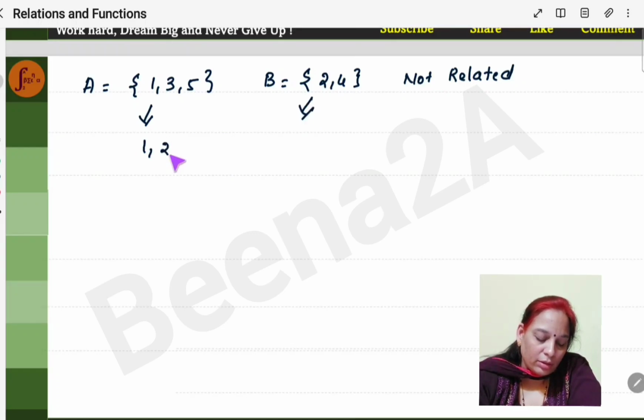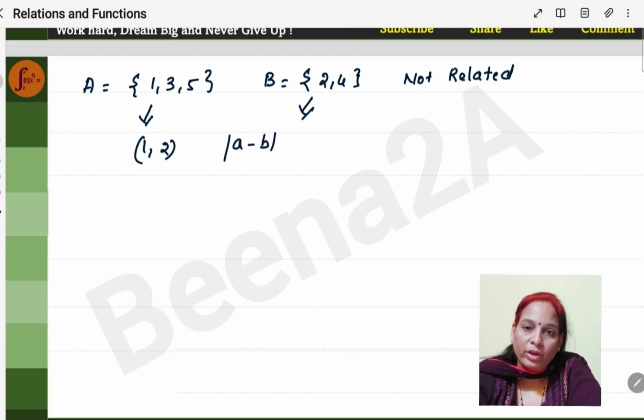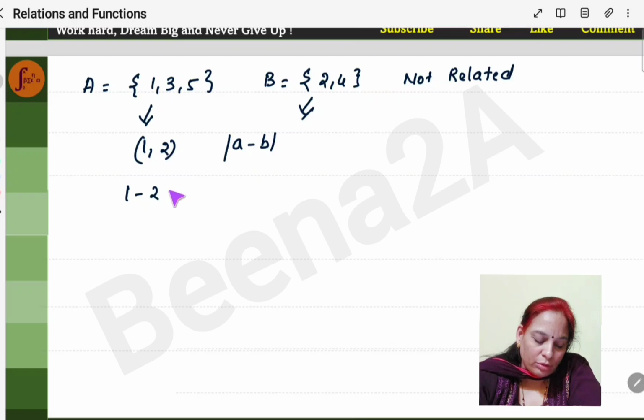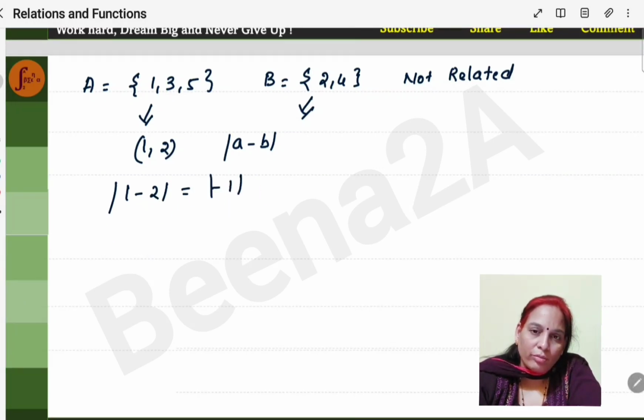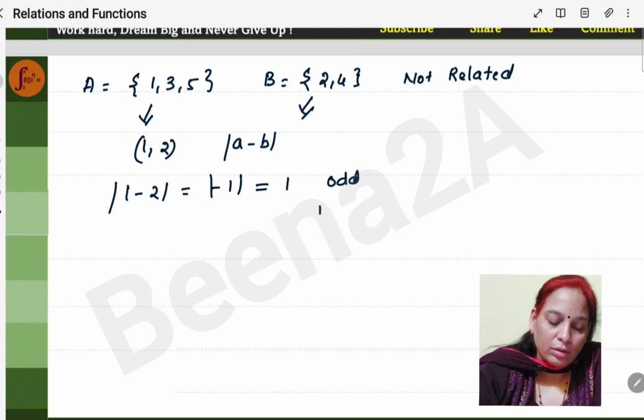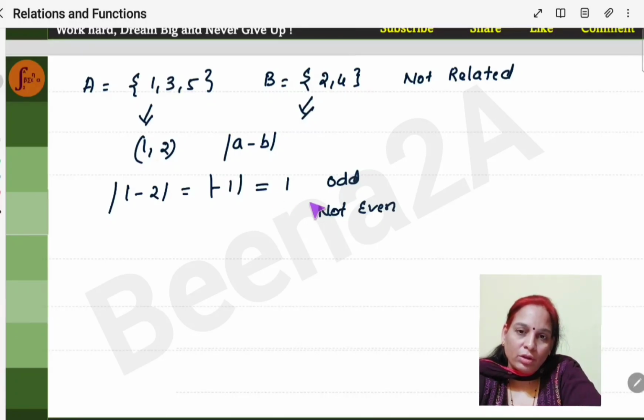Now if I take one element of this and one element of this, say I take 1 and 2, what is the relation? Modulus of A minus B. If I do 1 minus 2, I'll get minus 1. Modulus of minus 1 is 1. It is an odd number. It is not even, right? Therefore, the relation is not satisfied. Therefore, there is no relationship between 1 and 2. They are not related because modulus of those two numbers does not give an even number.